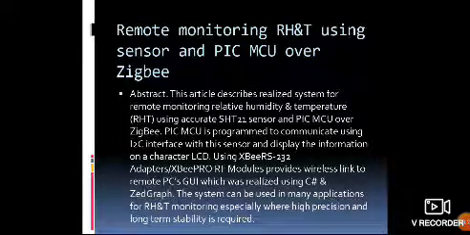It describes a system for remote monitoring of relative humidity and temperature, programmed to communicate using the I2C interface with the sensor and display the information on the character LCD. The system can be used in many applications for RH and T monitoring, especially where high precision and long-term stability are required.